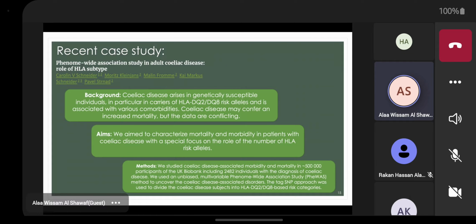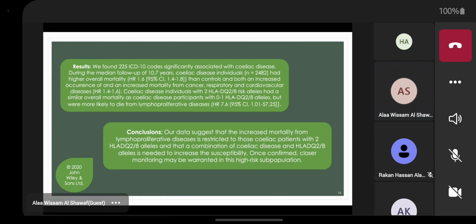The method they used was studying celiac disease-associated morbidity and mortality in 500,000 participants of the UK Biobank, including 2,482 individuals with the diagnosis of celiac disease. They used an unbiased, multivariable phenome-wide association study method to uncover the celiac disease-associated disorders. The tag SNP approach was used to divide the celiac disease subjects into HLA-DQ2 and DQ8-based risk categories.